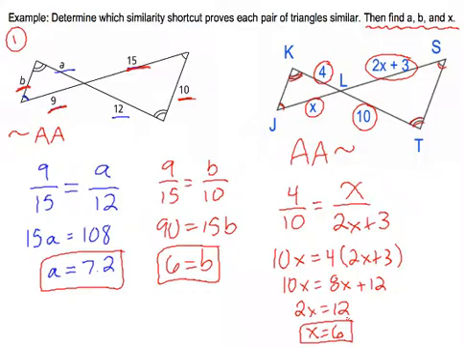Now we have talked about how to determine if triangles are similar using one of the three shortcuts. Once we know they're similar, we can solve for missing sides using proportions, where we just match corresponding sides to one another, and we know they have to be in the same proportion, and that lets us create an equation.